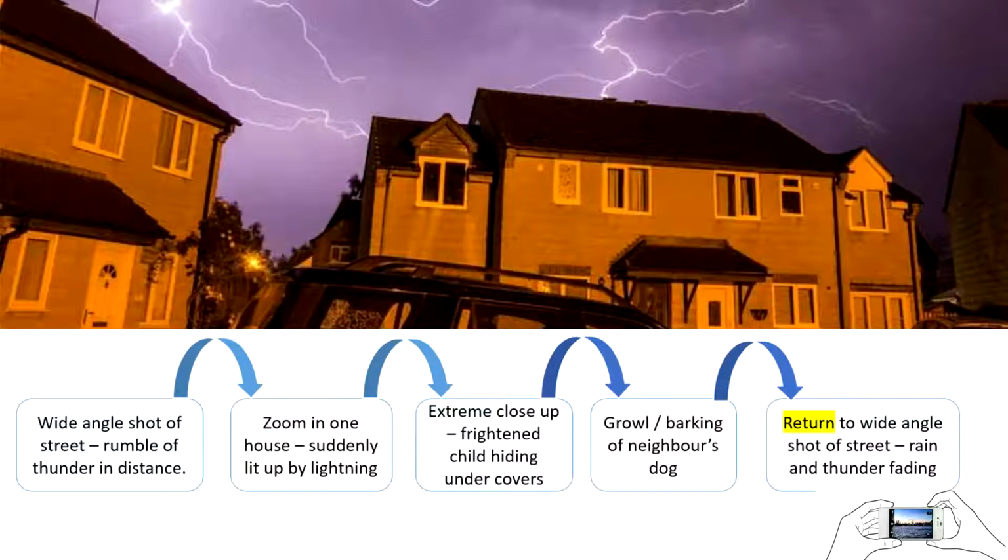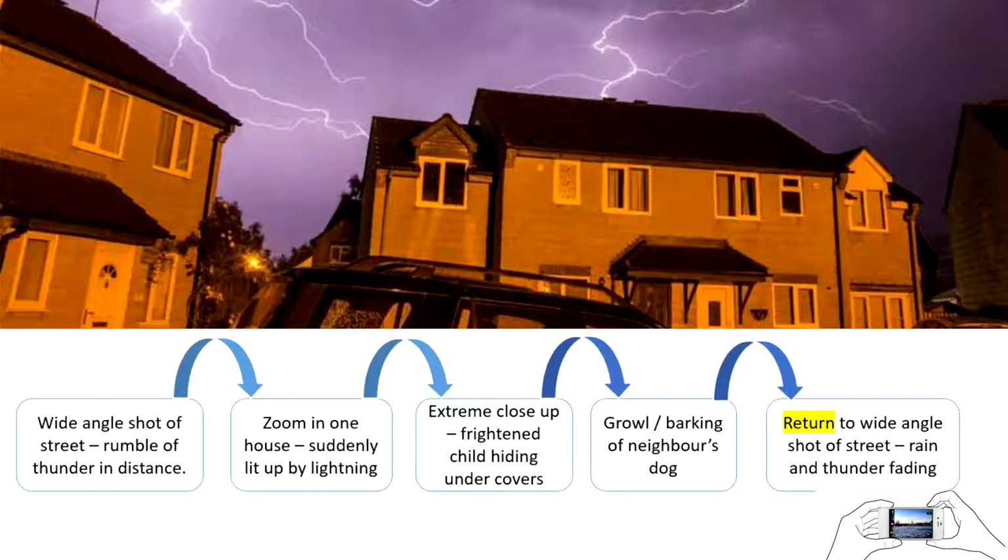So I would start with a wide angle shot of the street, and at the beginning of my description I would probably have the thunderstorm in the distance. The rumble of thunder wouldn't be too close. Then I'd zoom in on one of the houses, to make the description more precise, and to add some interest, make that particular house suddenly lit up by lightning.